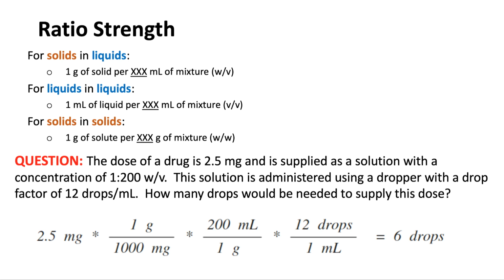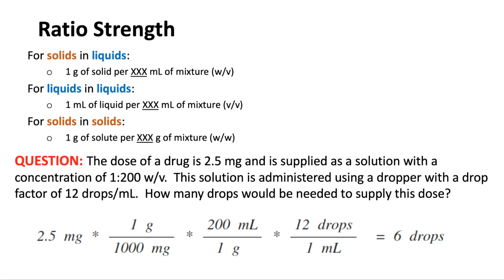What does a concentration of 1 to 200 mean? If it's weight per volume, it means 1 gram for every 200 milliliters. Remember, we're not a percent, so the whole 100 doesn't apply here. Ratio strengths are not percents. It's simply the amount of the part, the solute, per the total amount of the mixture or solution. And you can express that now in any volume since we're not in percents. In this case, since it's weight per volume, that means 1 gram per 200 milliliters.